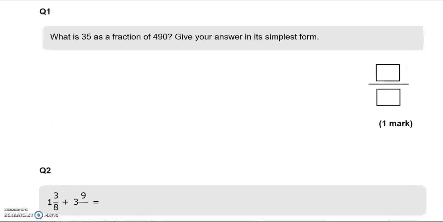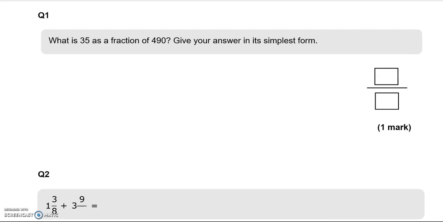Number 1, what is 35 as a fraction of 490? Give your answer in its simplest form. If you use a scientific calculator and you type 35 divided by 490, it should give you straight away the simplified form. But if it doesn't, we'll go through it anyway.